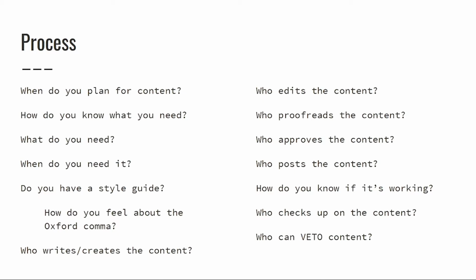So when do you plan for the content? How do you know what you need? Who approves it? How do you feel about the Oxford comma? I'm a freelancer and I write for so many different campuses and it's hard to keep up because everybody has different rules. But do you have a style guide to keep people on track so things aren't inconsistent? And then finally, one of my favorite things: if somebody puts a piece of garbage content up there, does anybody have veto power? Can you veto content? Do you have a process in place for that, kind of like an emergency, that shouldn't be here? So think about these questions.